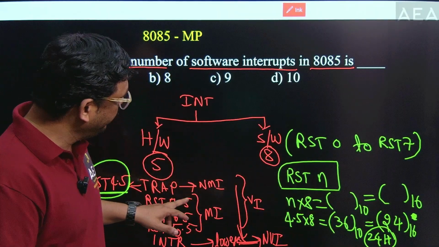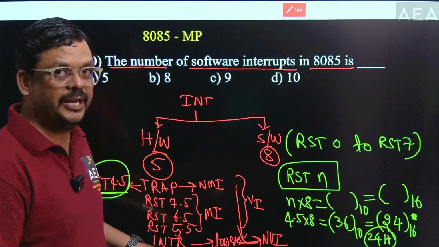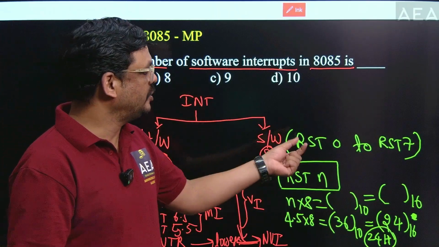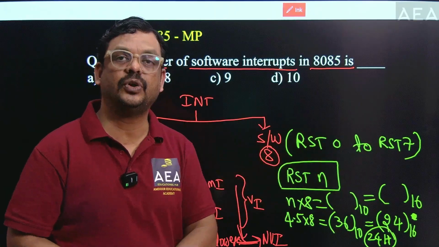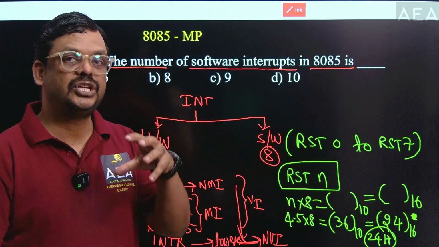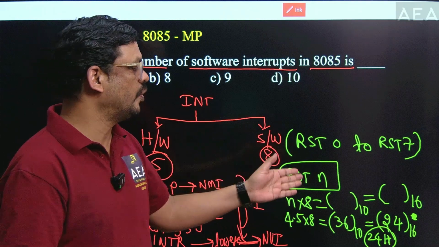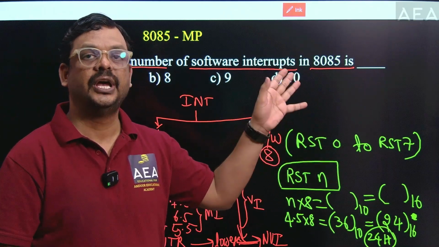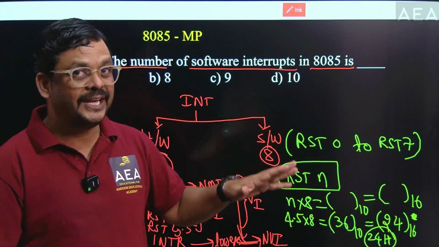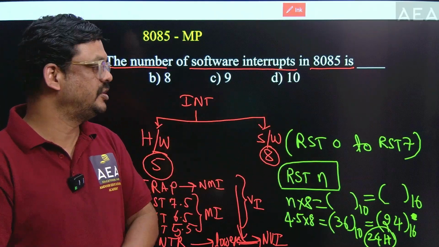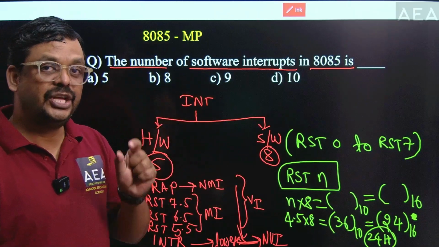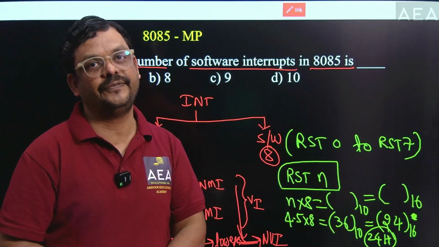Similarly, we can find the address locations of the remaining interrupts also. These numbers explain the address locations. Here also I wrote RST 0 to RST 7, totally 8 software interrupts. Each interrupt has a fixed memory location. Those locations are 0, 8, 10H, 18H and 20H, 28H, 30H, 38H. Those locations are fixed for each interrupt, and each interrupt occupies 4 bytes of memory.